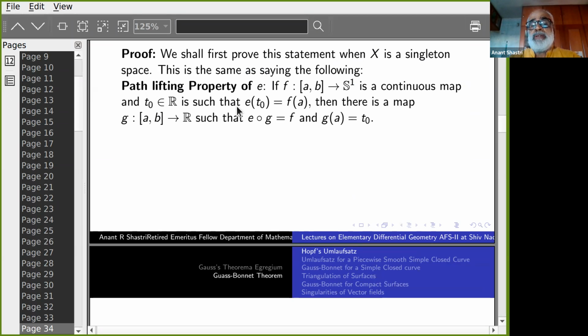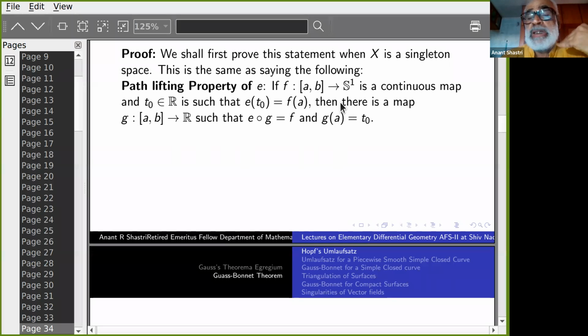This property is called the path lifting property. Why is it called that? A function from an interval to S1 is a path. We have been defining whether it is a differentiable function and so on, a curve and so on. Here there is no differentiability. I told you in the beginning, if it is smooth, the lift will be smooth, and that will be automatic here. That is the second part.